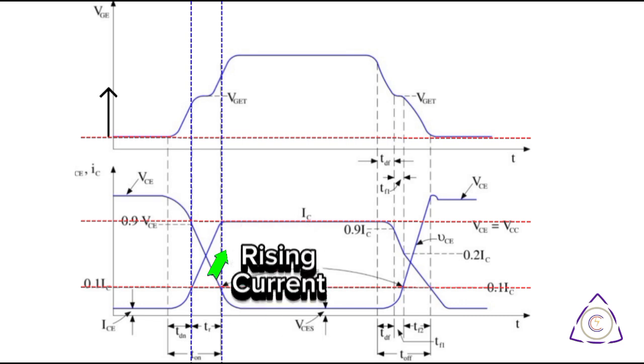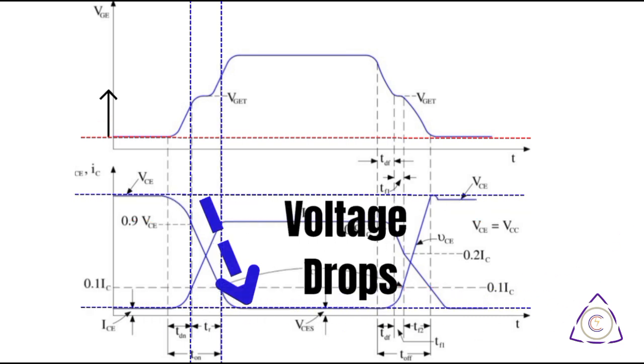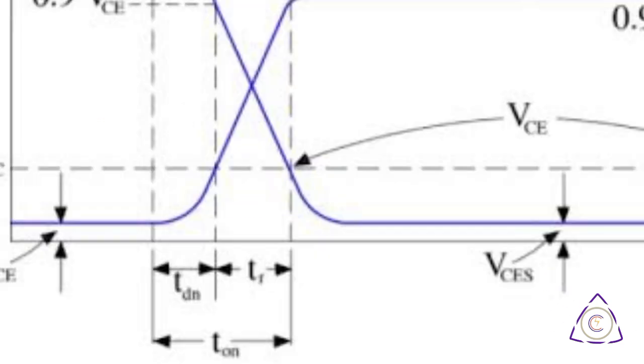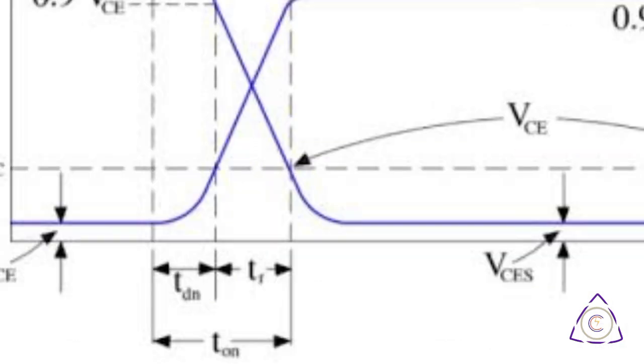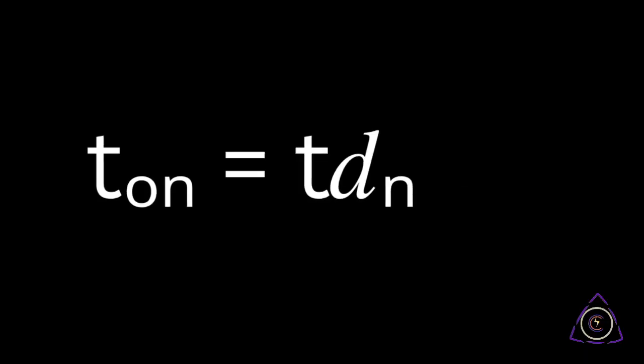Then, the current ramps up, and the collector emitter voltage drops. The time it takes for IC to go from 10% to 90% of its final value is called the rise time, or TR. Add the delay and rise time, and you get the total turn-on time, T-on.